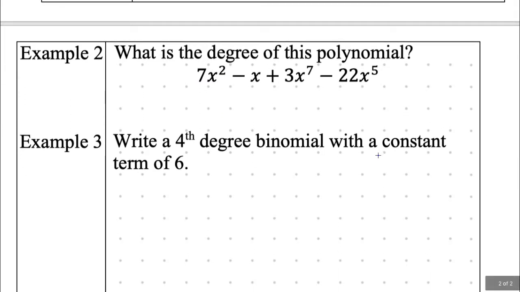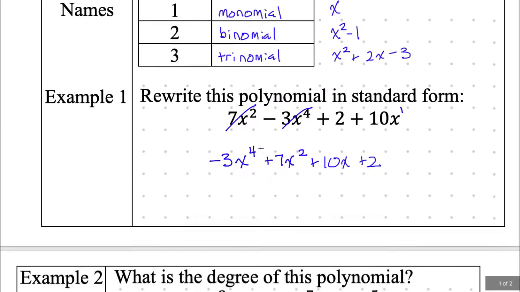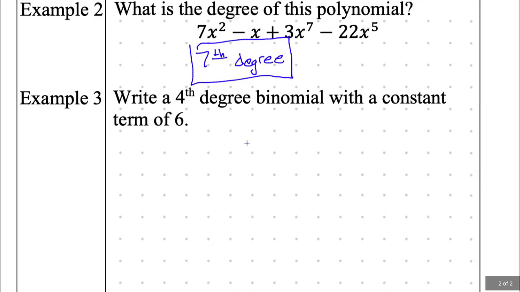On to example 2. What is the degree of this polynomial? Again, the degree is the highest exponent. There's 2, 1, 7, and 5. Which one of those is the biggest? 7. 7th degree polynomial. That's it. That's how I've been boxing my answers. You don't really need to box a giant standard form, though.